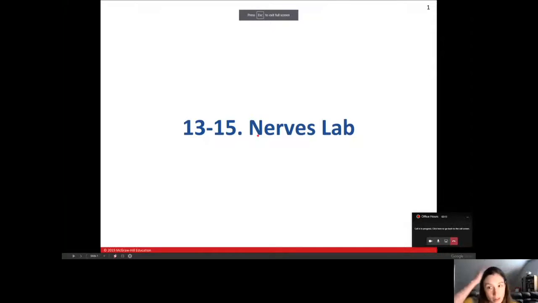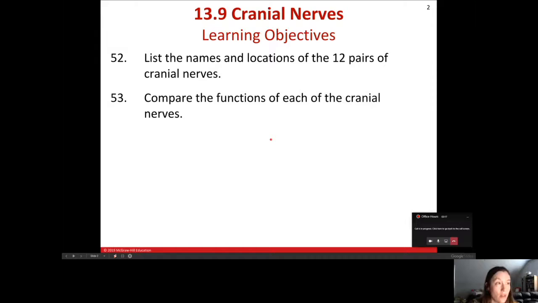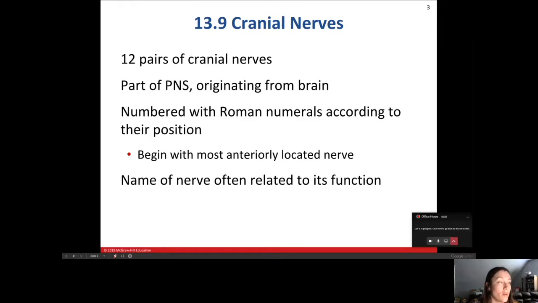We're going to start with the brain, right? We'll start with the cranial nerves and kind of work our way down. So what I want you guys to be able to do is, for the lab practical, know the locations of the cranial nerves, and for the lecture exam, to understand the names of the cranial nerves and a little bit about the functions, at least the major ones.